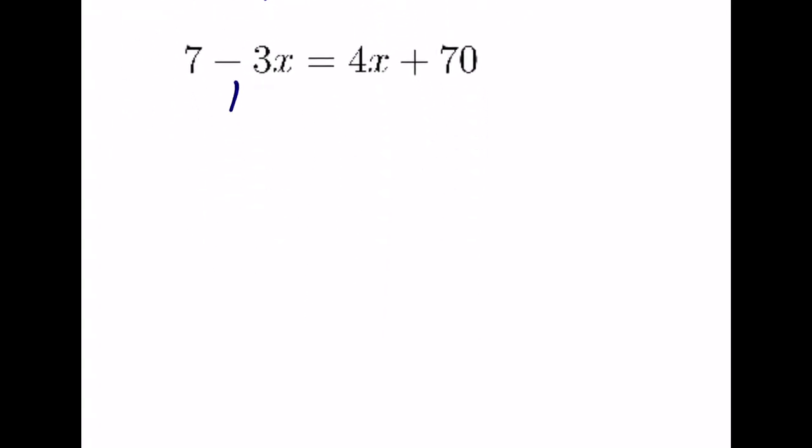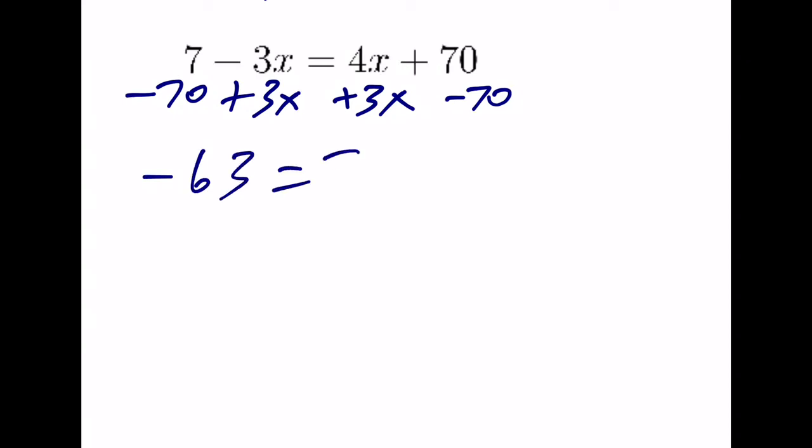I have x terms on both sides. I'm going to add the 3x to keep things positive, and I will subtract 70 from both sides. And I'm left with negative 63 is equal to 7x. When I divide by 7, negative 9 is equal to x.